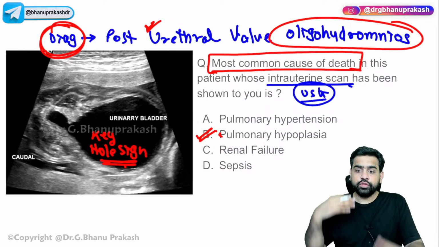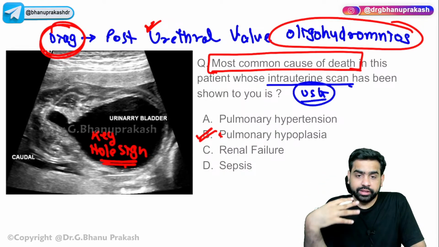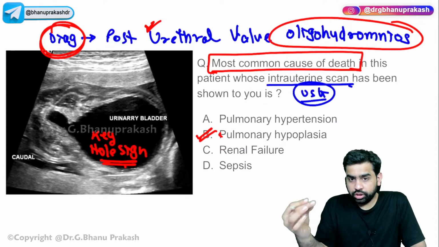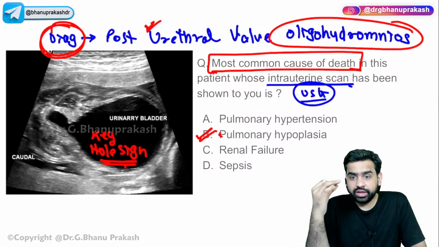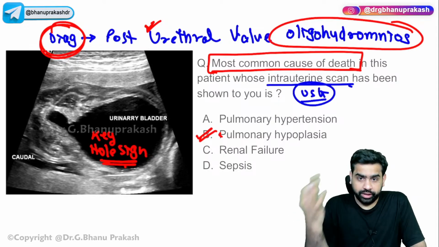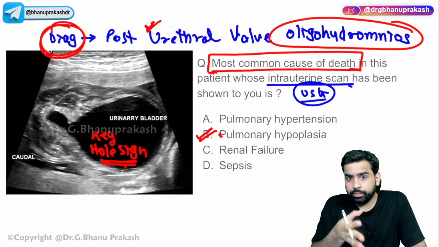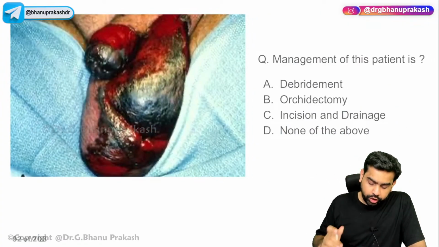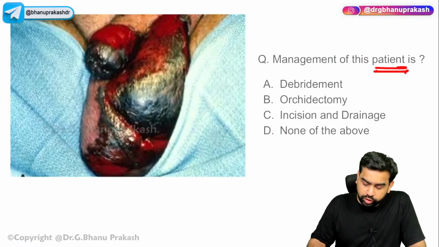Because of the oligohydramnios, the lungs are not able to develop in a proper manner, and because of this, the patients have pulmonary hypoplasia. Do you understand my point? That is the most common cause of death in these particular patients. Pulmonary hypoplasia is not because of the renal failure. Okay, got it? Now, what is the management of this particular patient?